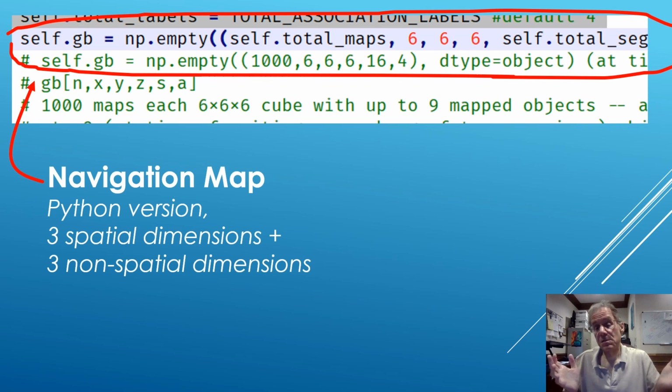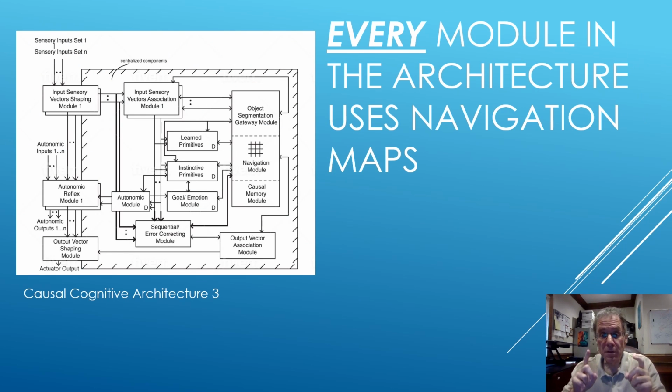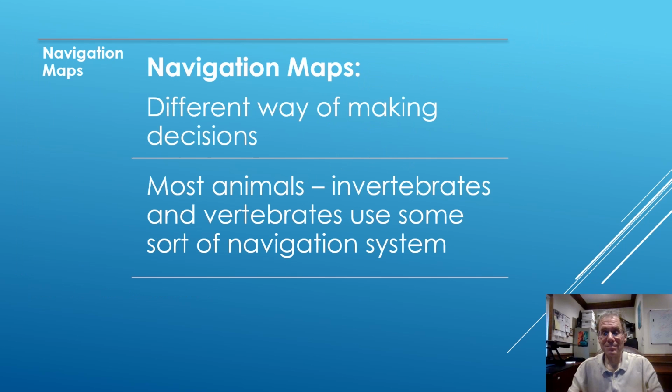It's a 6-dimensional structure. There are 3 spatial dimensions, X, Y, Z, and as well I'm using 3 non-spatial dimensions. Very important: every module in the architecture uses navigation maps. There isn't just a special little navigation circuit and all sorts of other circuits. Everything uses navigation maps in my causal cognitive architecture. And indeed, my architecture is biologically inspired. Most invertebrates with their tiny little brains, as well as vertebrates, of course, use some sort of navigation system.